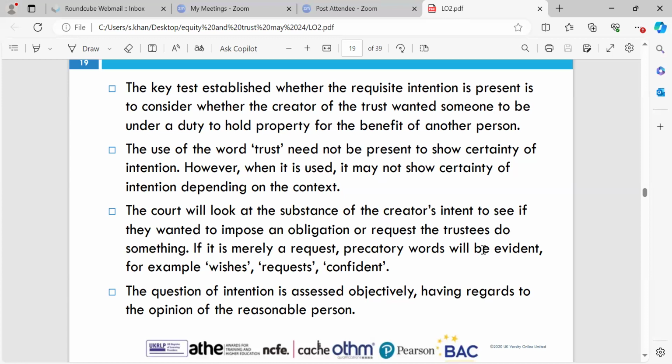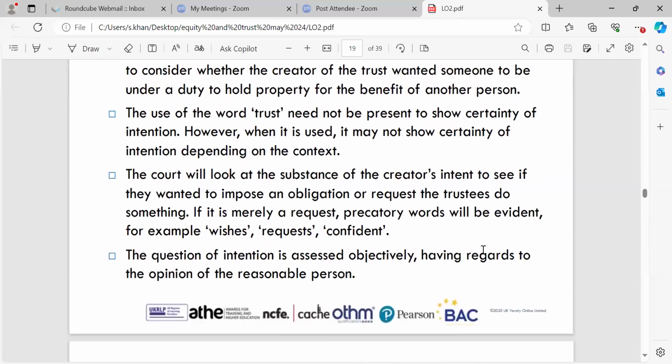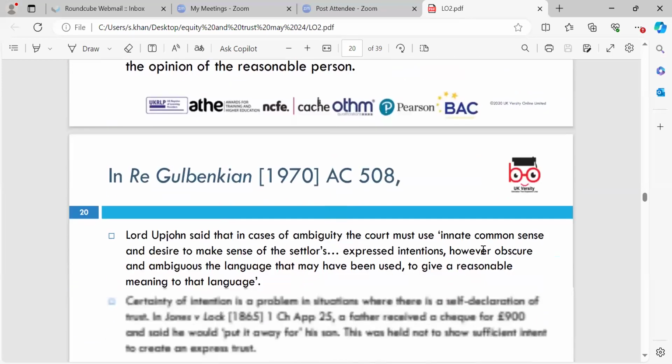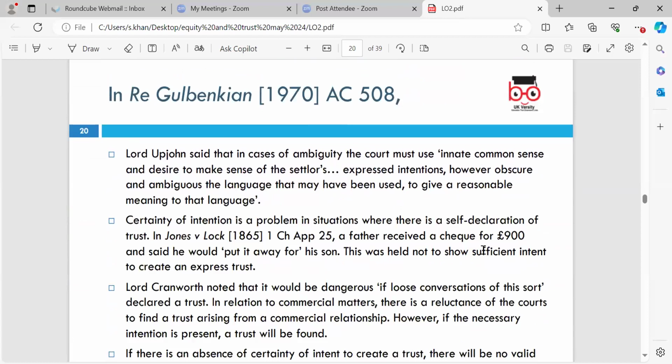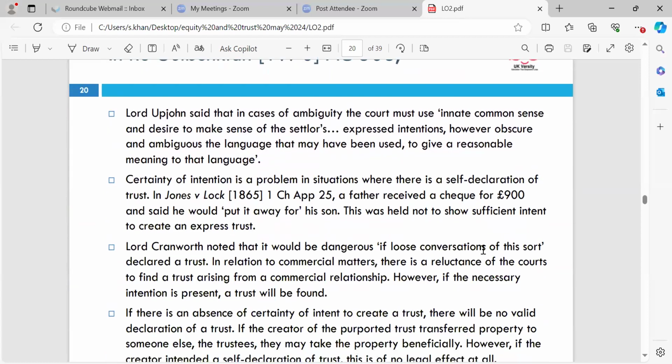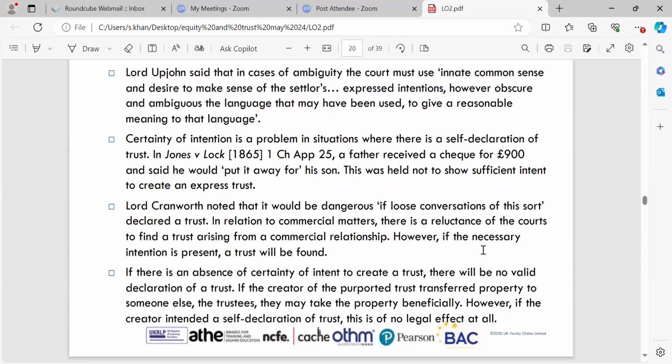The court will look at the substance of the creator's intent to see if they wanted to impose an obligation or merely request the trustees to do something. If it is merely a request, precatory words will be evident, for example, wishes, request, confident. The question of intention is assessed objectively, having regard to the opinion of the reasonable person. And the famous case in regard to that is Re Gulbenkian, 1970.